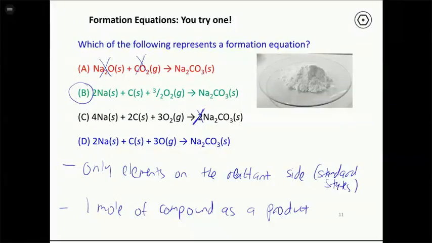And then finally, for choice D, it looks like it might be okay. It's going to have 1 mole of a product, 1 mole of a compound. Looks like it's all elements, but remember that the standard state for oxygen is O2. So oxygen by itself, O, is not the standard state for oxygen, so it has to be in a standard state to be in a formation equation. All right, so that's part of what we'll ask you to do conceptually, is just being able to recognize what is the proper form for a formation equation.